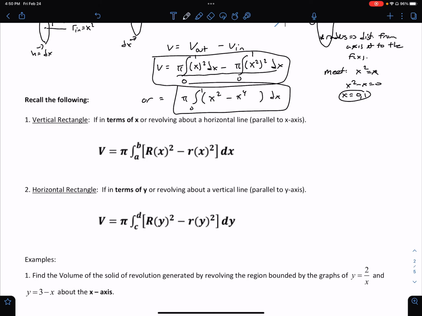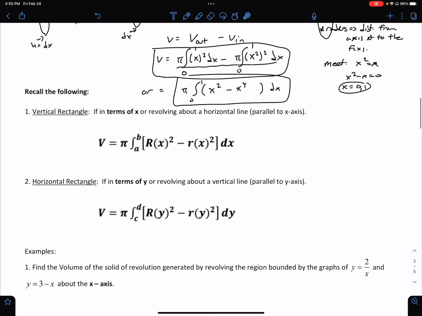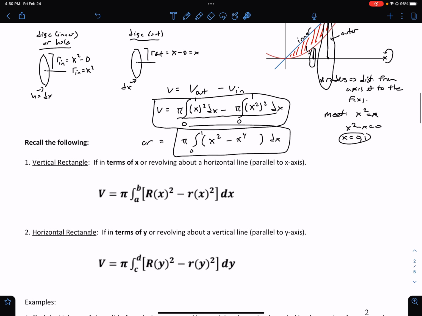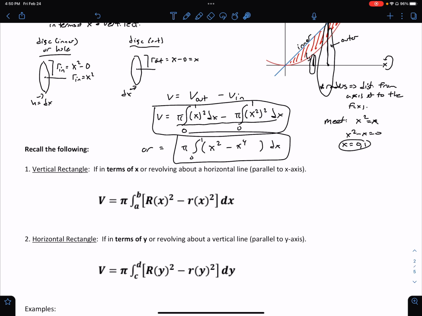Hello, welcome back. In today's video, we're going to continue our discussion about volumes of revolution about an axis. But again, what we're going to be looking for this time is what happens if we have a region in between two functions and we want to revolve that region right there. So when we looked at the example before, you can look at the previous video.